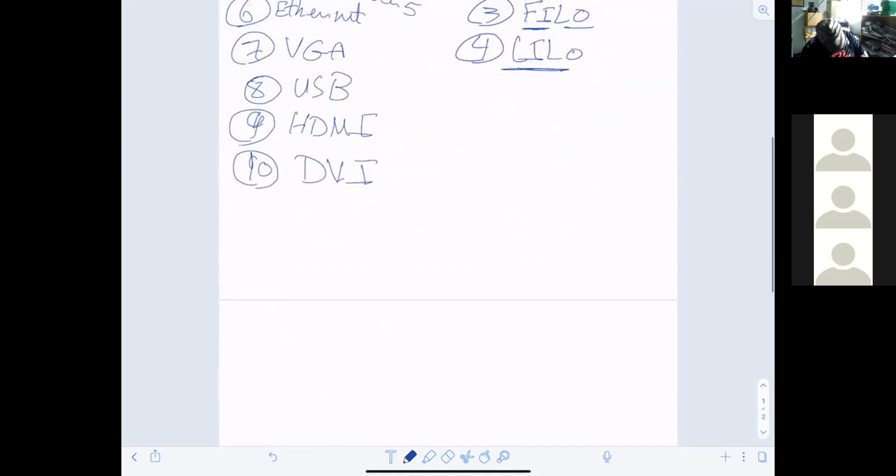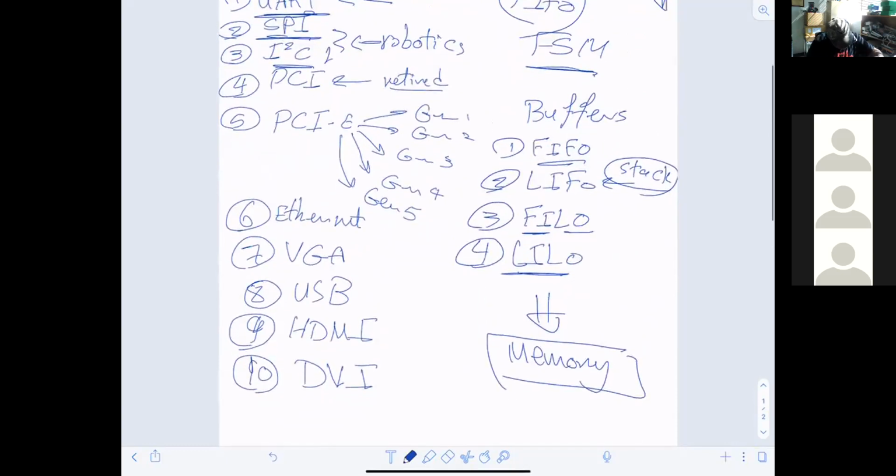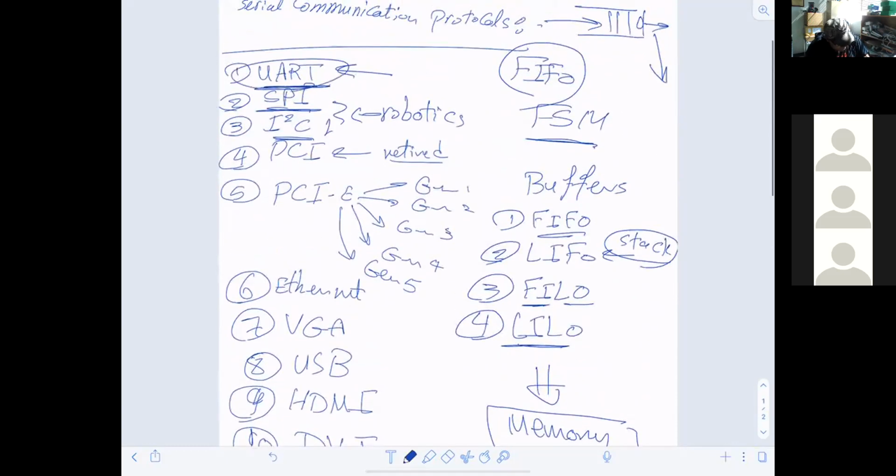Okay. So to learn buffer, you have to learn memory. Right? To learn memory, you have to be very good in what? Verilog. Then I can teach you how to build the memory. That's why I'm very slow in this part. Then once you build a buffer, you can use it for storing data in UART. You can store data coming from SPI. You can store data coming from I2C because of the speed rate.